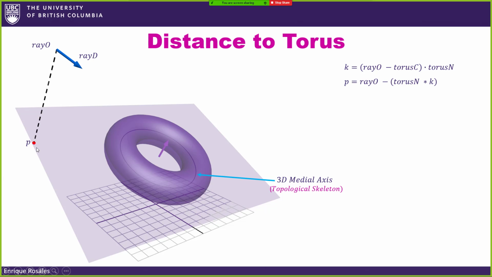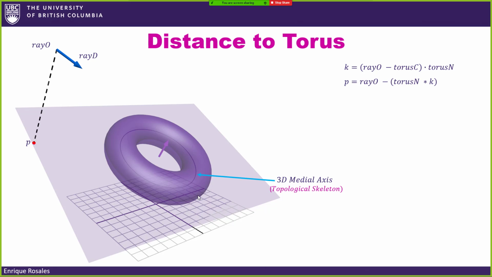So we computed the first closest point, right? As I said, the strategy here is to compute several closest points to different elements of the torus. The first is the closest point on this plane. Now that I am on the plane, I will need to use a geometric entity of the torus called the medial axis. Have you ever heard about the 3D medial axis before? Do you know what a medial axis is?